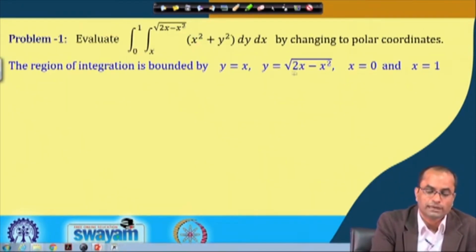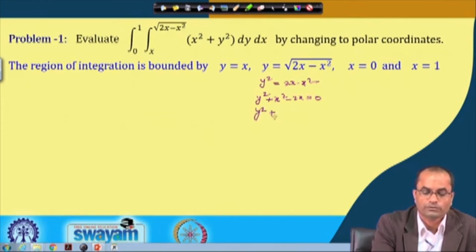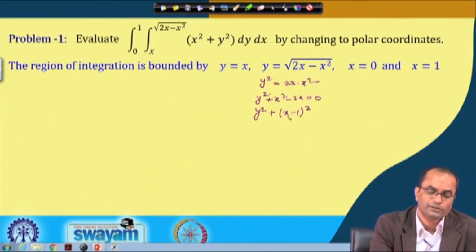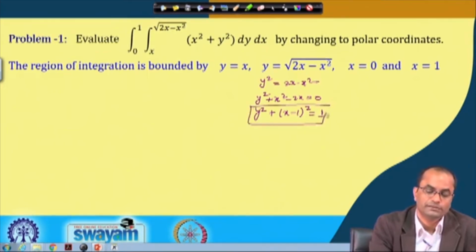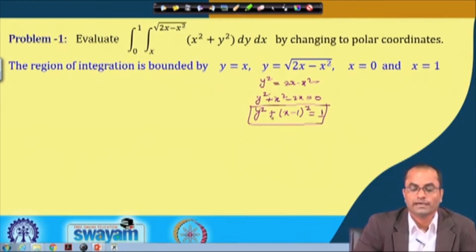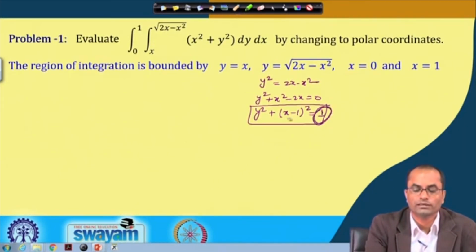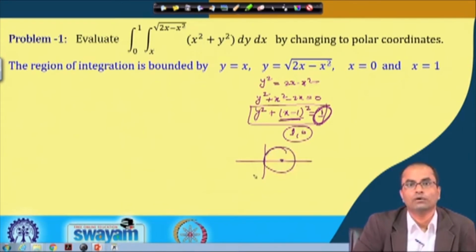And what is exactly this one? This is y square is equal to 2x minus x square. So, this is y square plus x square minus 2x is equal to 0. So, we have y square plus x minus 1 whole square. So, we get minus 2x, we get x square, and we will get 1. So, that will be compensated by the 1 there. So, this is y square plus x minus 1 whole square is equal to 1. So, a circle of radius 1 and center at 1, 0. So, it is a shifted center at this 1, 0 and the radius 1 there.